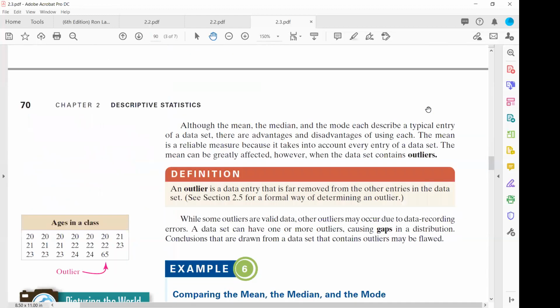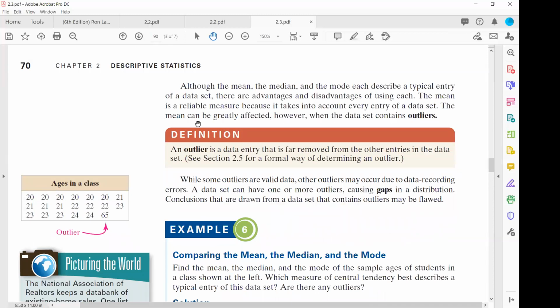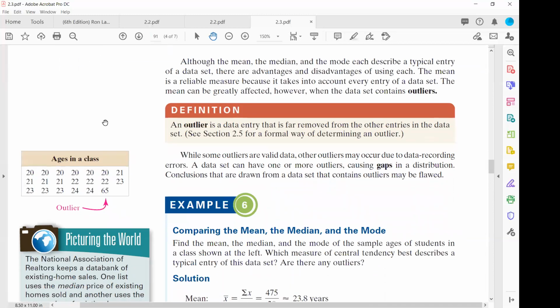Okay. Let us define outlier. Outlier is a number, a data entry that is far away from the other entries in your collection. Outlier in a data set can cause gaps in your graph.